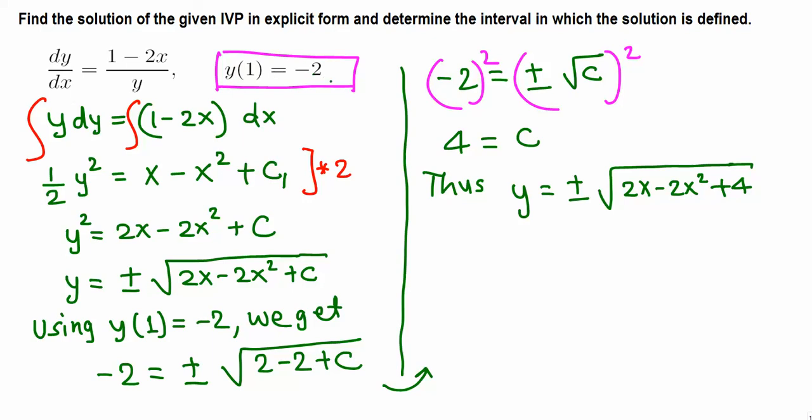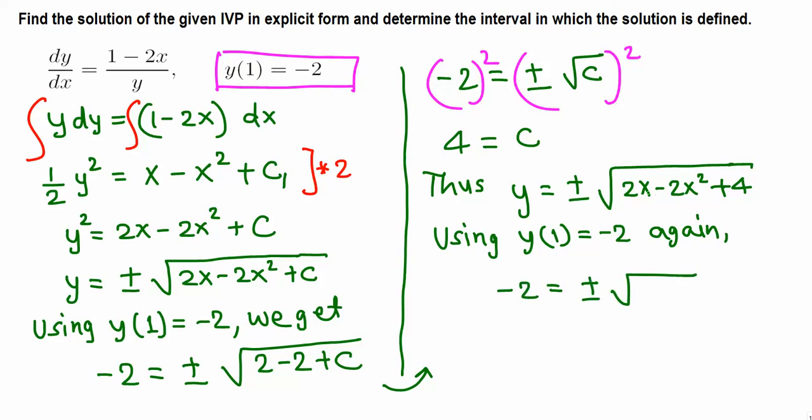y at 1 equals -2. We need to get y equals -2 when x equals 1. So using the initial condition, y at 1 equals -2 again. y is -2 equals plus or minus, plug in x equals 1, so 2 times 1 is 2, minus 2, 0, plus 4. So -2 equals plus or minus square root of 4. Square root of 4 is 2. So to get -2, we need to pick negative sign. So negative sign is the correct sign.